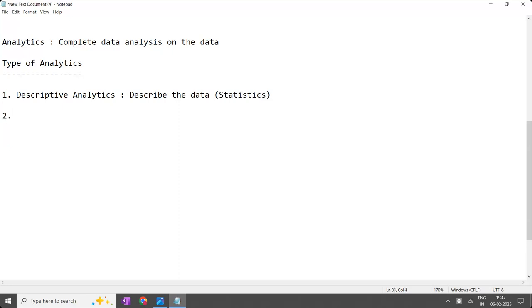The second is called diagnostic analytics. What is meant by diagnostic analytics? It means you are diagnosing the data, you are observing the data. Diagnostic analytics is where you observe the data and identify what happened and the reason behind it, why it happened. Here we look at what happened earlier.